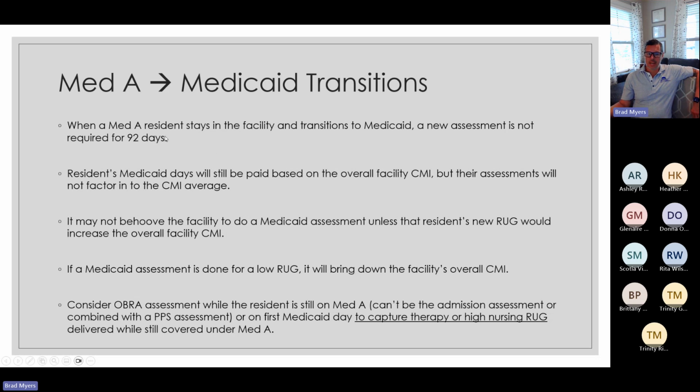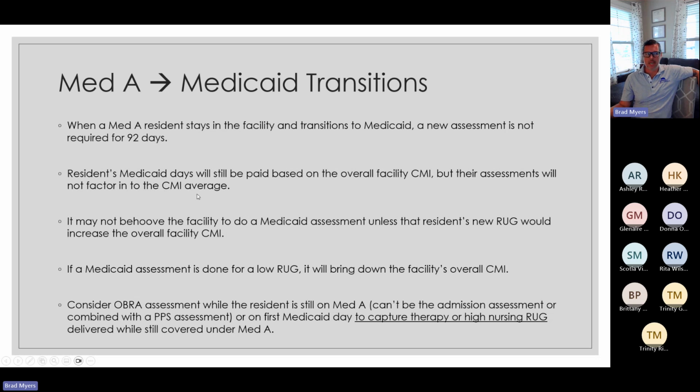So if the Med A resident stays in the facility and transitions to Medicaid, a new assessment is not required for 92 days from the PPS assessments. The resident's Medicaid days will still be paid based on the overall facility case mix, but their assessments will not factor into the CMI coverage.